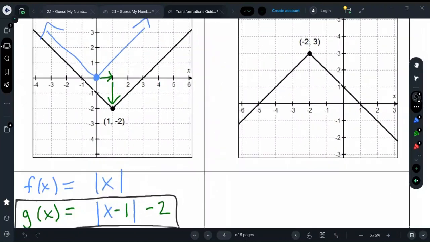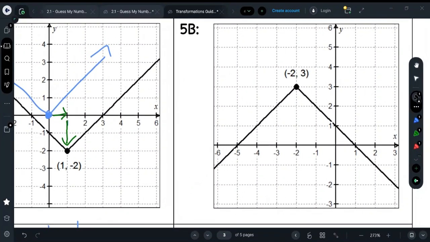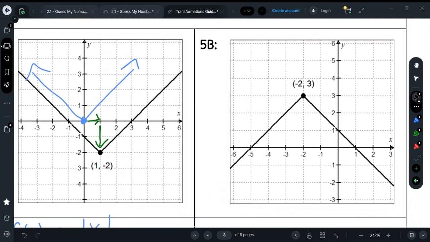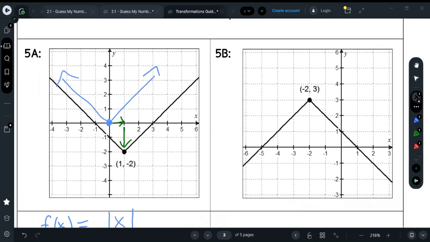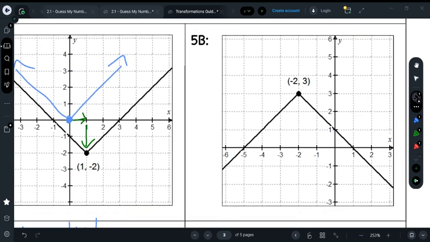Example 5b. Here is another graph. Now this one is also an absolute value, and I can tell because this is a V shape. But if you notice this V shape, this is actually an upside down V. So we're going to have to take that into consideration when we write our equation. Okay, so remember the parent function was going to have its starting point, or in other words, the bottom of the V right there. And then it's going to look like this.